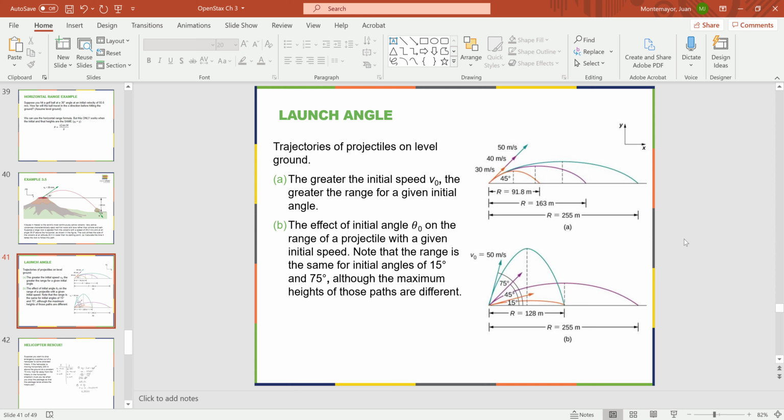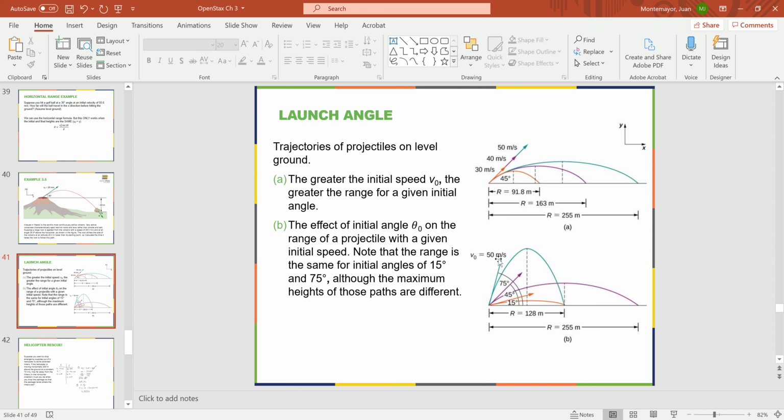So our launching angles, trajectories are projectiles on level ground. We have the greater the initial velocity, the greater the range for the given initial angle. So if we have 30 meters per second at 45, we're only going to go this far. If we have 40 meters per second at 45, we'll go this far, and so on and so forth. It really does matter what your initial velocity is here, because the greater the velocity is, the greater you're going to go. Now, the effect of the initial angle on the range of the projectile with a given initial speed is indicated here. Note that the range is the same for initial angles at 15 degrees and 75 degrees, although the maximum heights of those paths are different.